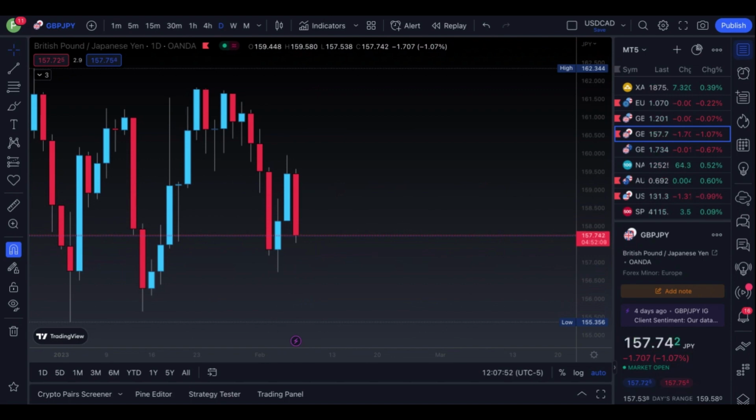Let me just Google this right quick. Hold up. All right, so we're gonna come on to Google right quick. Japanese candlestick. If you don't know what a candlestick is, all right.